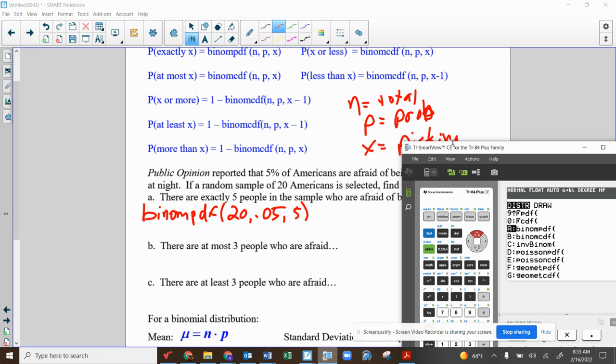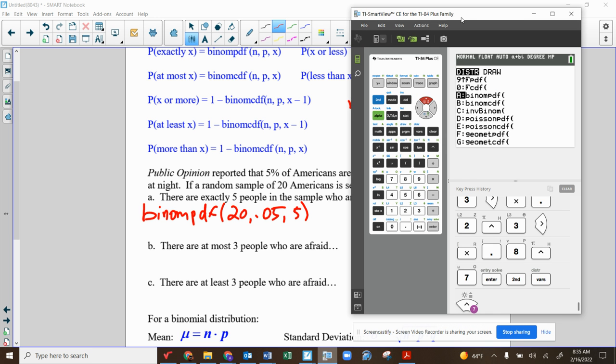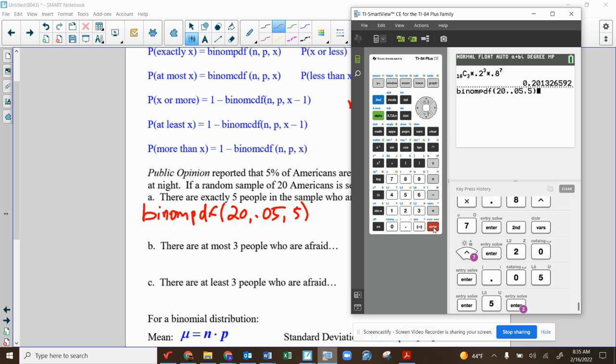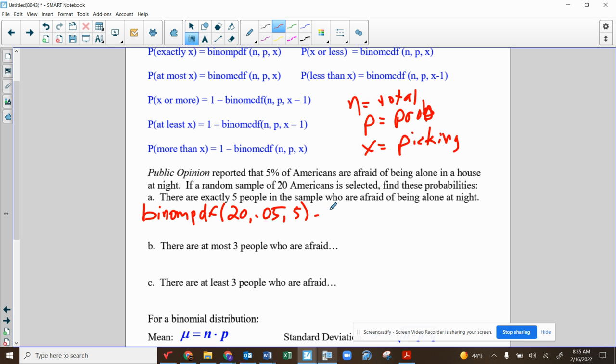So on the calculator, and I'm going to assume that you have one of the newer calculators that will put a menu like this. If you don't, ask me and I'll show you. So you put 20 there, put 0.05 there, and 5. And click on paste. It's going to pop that thing up right there, which is how you would type it in if you don't have that menu, by the way. The comma, if you need it, it's above the 7. Again, I can show that to you if you need me to. And you hit enter, and it gives you the number that goes along with that. So you have less than a 1% chance. So it'd be 0.2% chance of that happening.